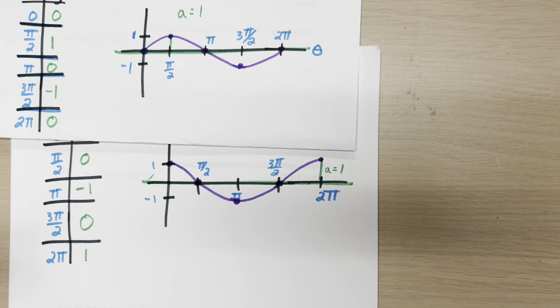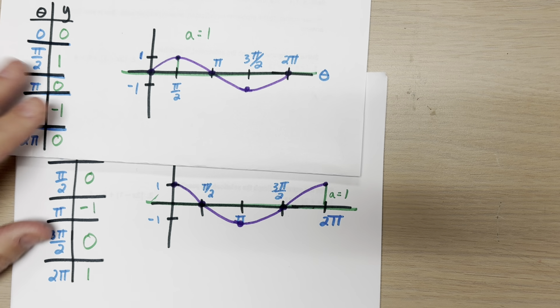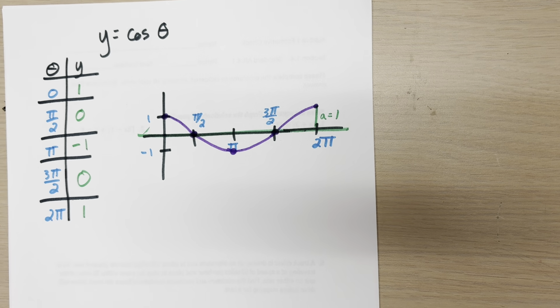This is just an introduction as to where those points come from, because teachers don't always explain that to you. They just say, these are the values at these angles. The values come from the unit circle, which you've already studied. So hopefully that makes a little bit more sense for you.